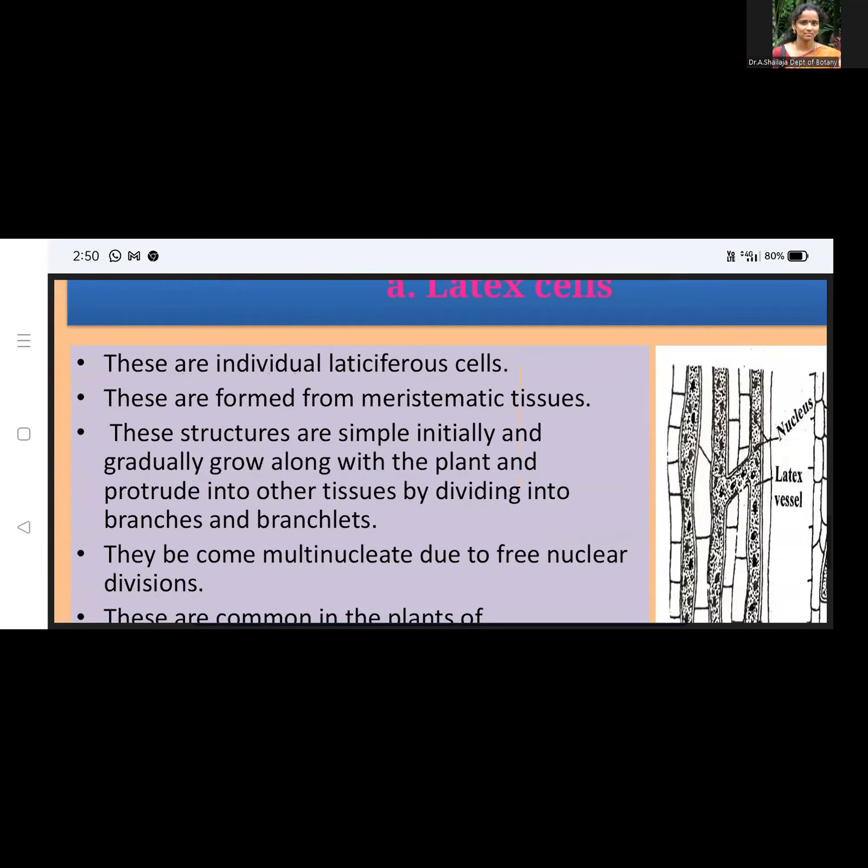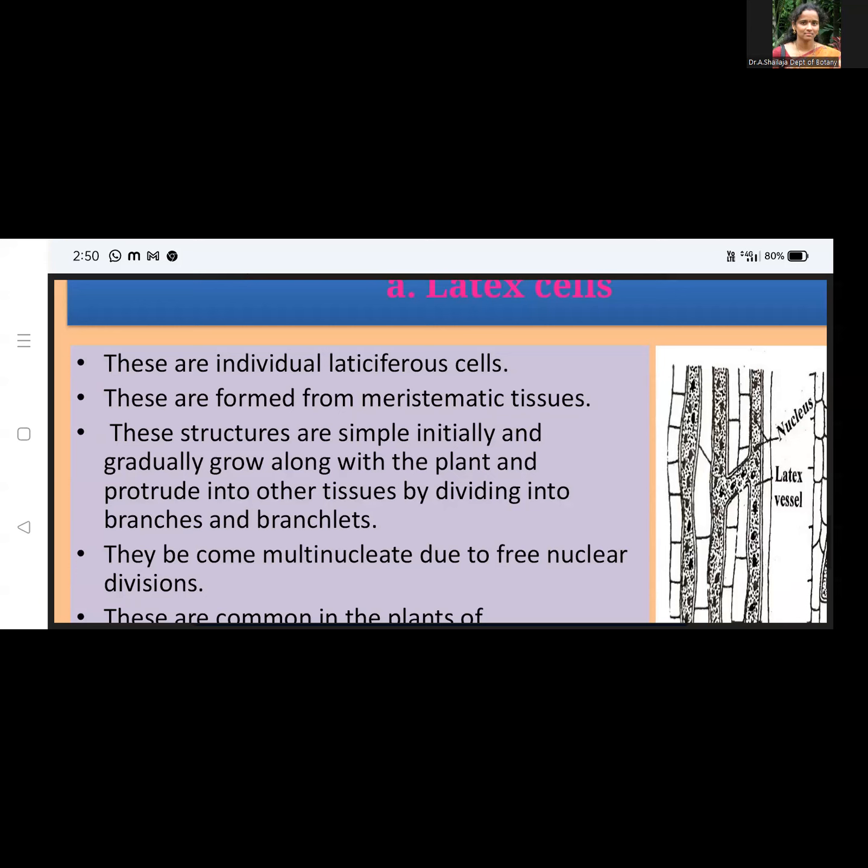Okay. So the latex is usually white in color. Example for that white color milky fluid, that is the latex, Euphorbia, Ficus carica, but it may be colorless, Moraceae. In the Moraceae family, we have observed colorless latex, and in some plants yellow or orange, that is Papaver. Example for yellow to orange, Papaver.